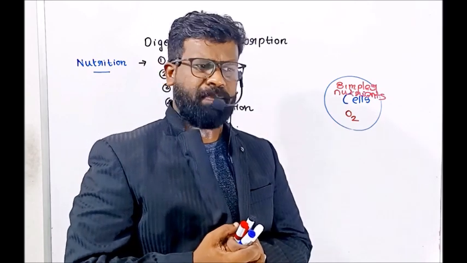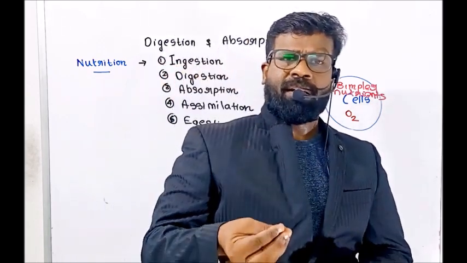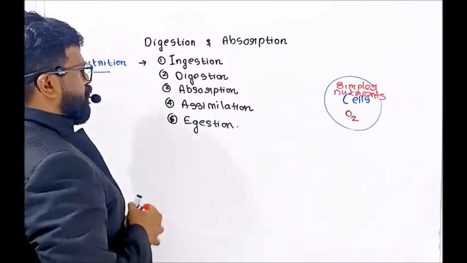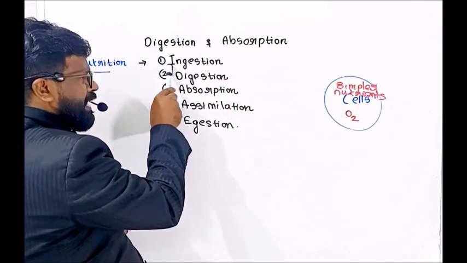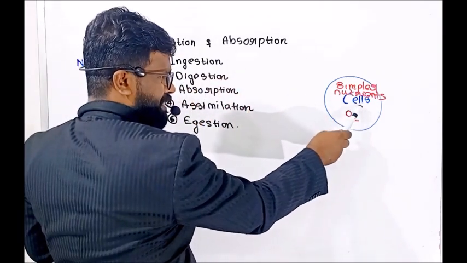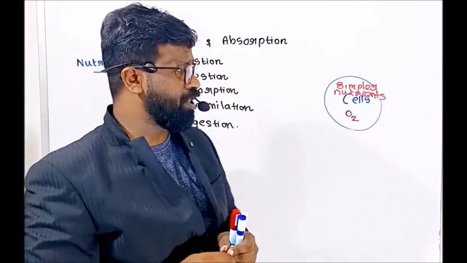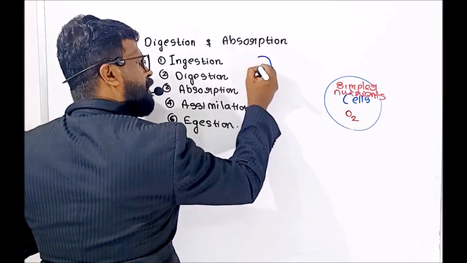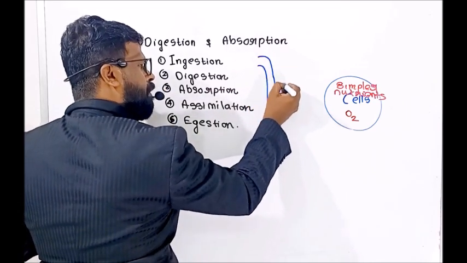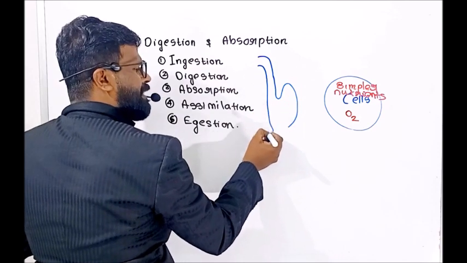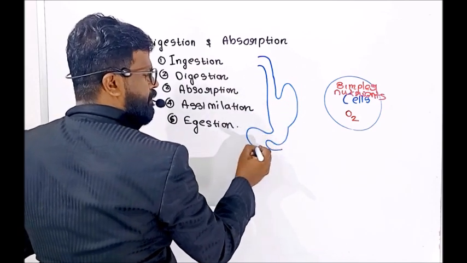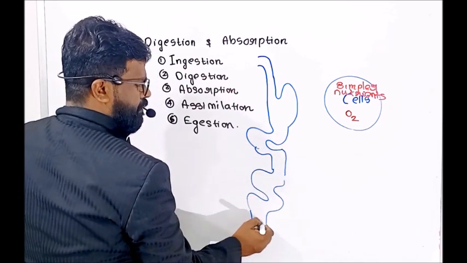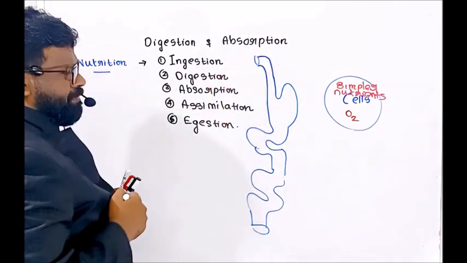But we are macrophagous. Our ingested food materials are complex food materials. So here, nutrition means the intake of food for utilization within the cell for energy production. That process is called nutrition. See, here this process of nutrition goes. Suppose this is the digestive tract in the human body. This tube is the digestive tract.